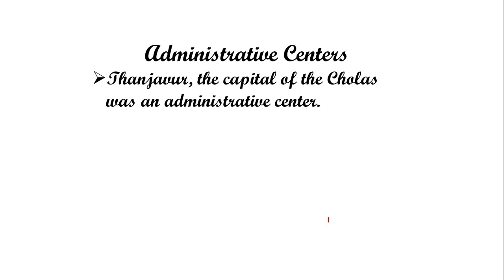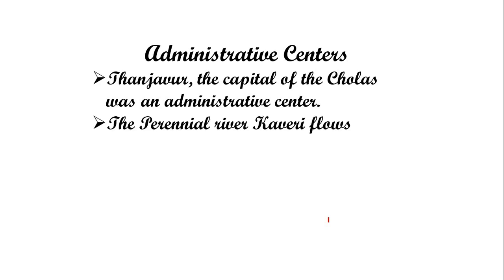As we are studying the medieval period, we have studied about different dynasties. Now we will take the example of the Chola dynasty. In the Chola dynasty, we know that Thanjavur was the capital of the Cholas, and it was an administrative center. It was the main center of administrative activities, meaning the Chola dynasty ruled from this town, Thanjavur. The perennial river Kaveri flows near this beautiful town.